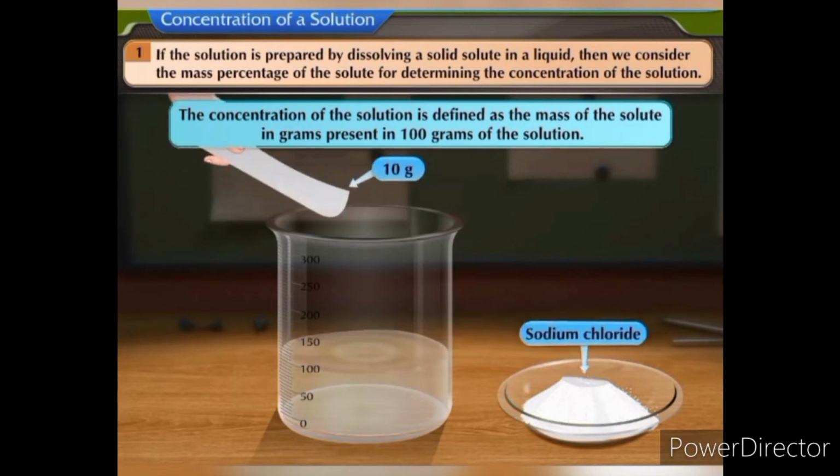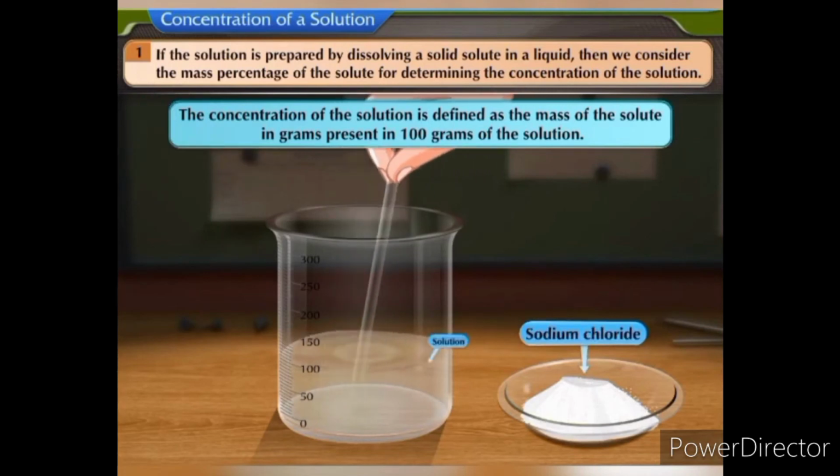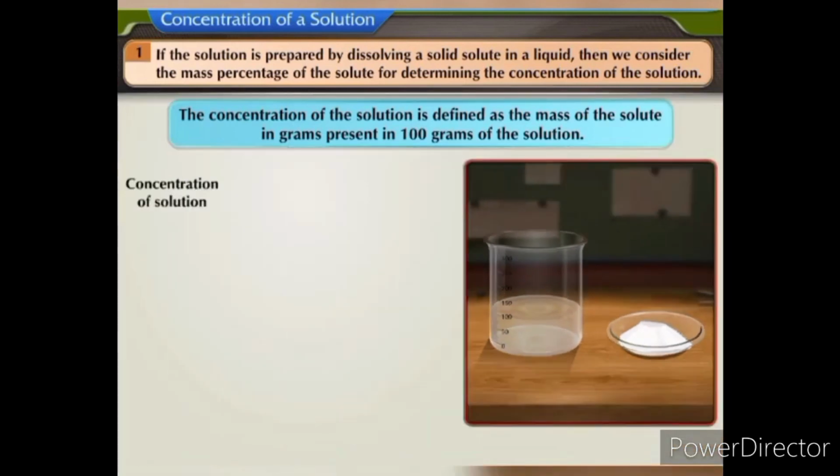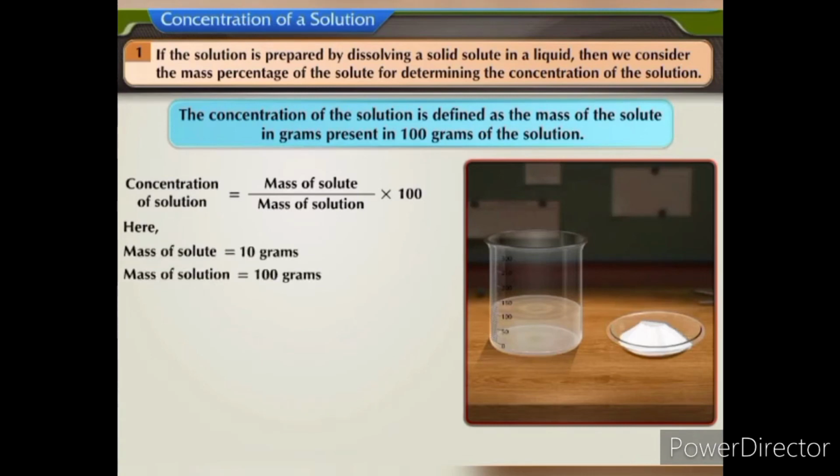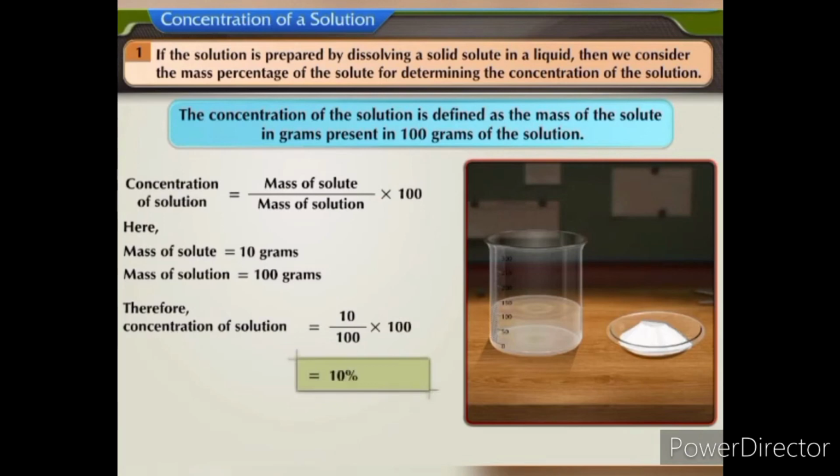If 10 grams of sodium chloride is present in 100 grams of the solution, then the mass by mass percentage of the solution can be calculated using the formula: concentration of solution equals mass of solute divided by mass of solution multiplied by 100. Here, mass of solute equals 10 grams, mass of solution equals 100 grams. Therefore, concentration of solution is 10 divided by 100 multiplied by 100, that is equal to 10% by mass.